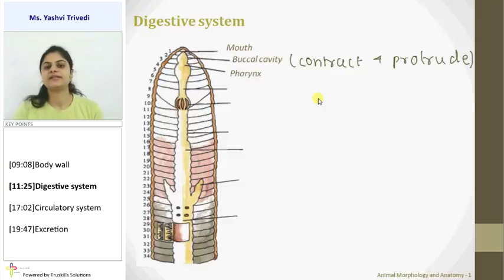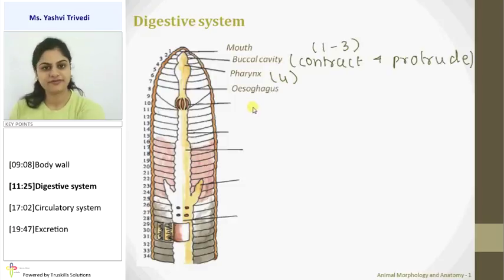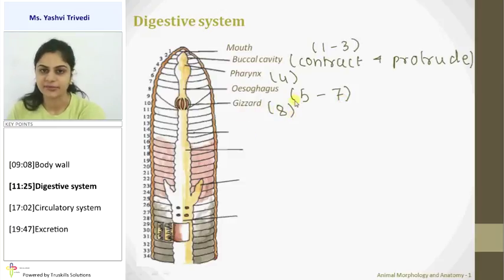The next segment is pharynx. As we know, the buccal cavity is present from the 1st to 3rd segment. Pharynx is present in the 4th segment. Then the next one is esophagus. Esophagus is basically a narrow tubular structure which starts from the 5th segment and moves forward to the 7th segment. Esophagus opens into a muscular gizzard, which is mainly present in the 8th segment.